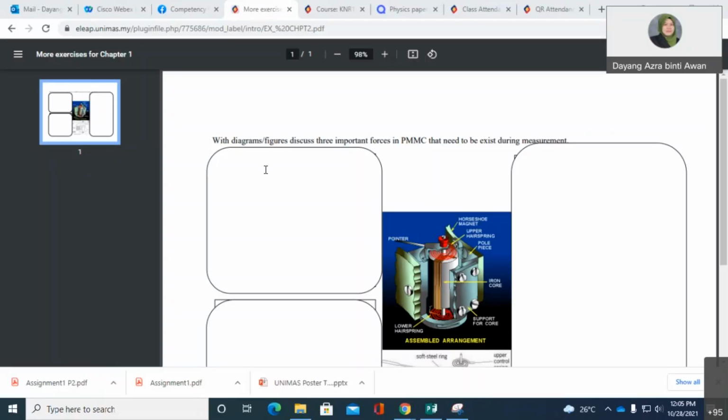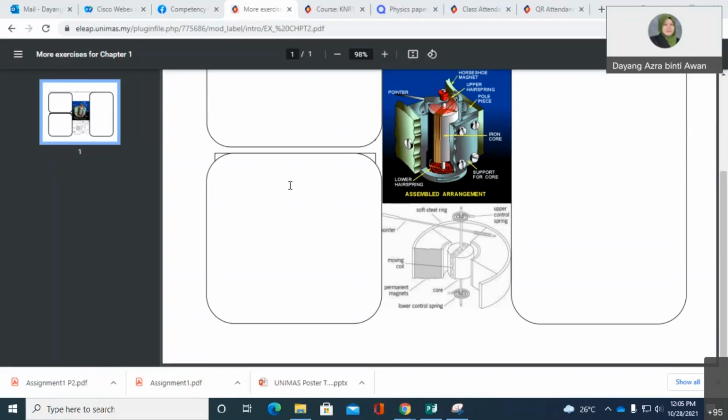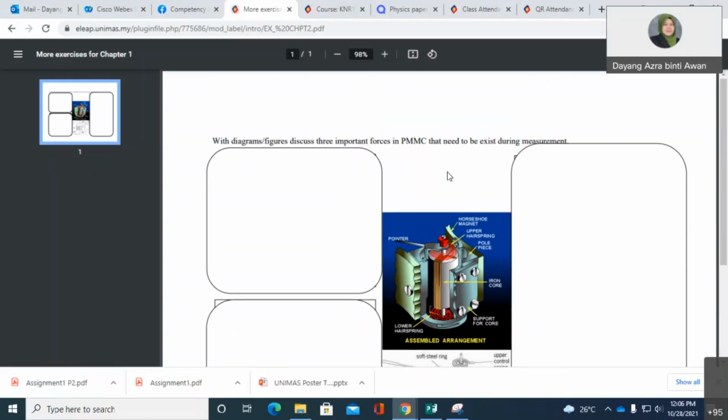And all the three forces that include. So I'm sure this one is very easy for you. First is deflecting forces, we have controlling forces, and also we have damping forces. So bear in mind, you need to understand and you need to know the operations behind the three different forces too. Okay, and then we have also the exercise on the calculation before.